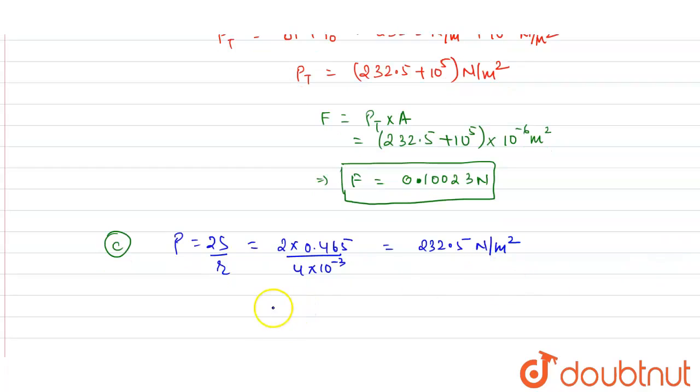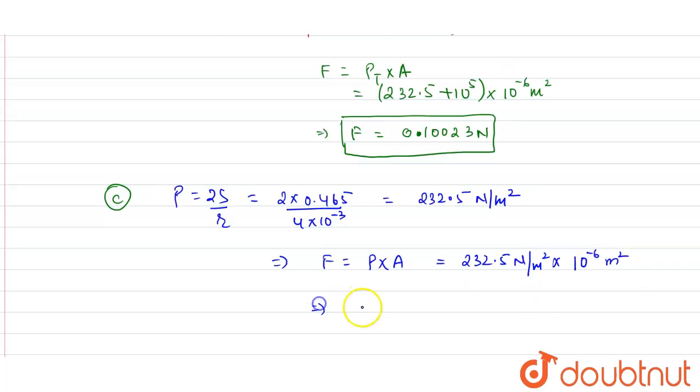So we can calculate the force as pressure into area. The pressure is 232.5 Newton per meter square, and the area is 1 mm square, or 10 raised to power minus 6 meter square. So from here the force comes as 0.0023 newtons. So this much force will be experienced by the surface.